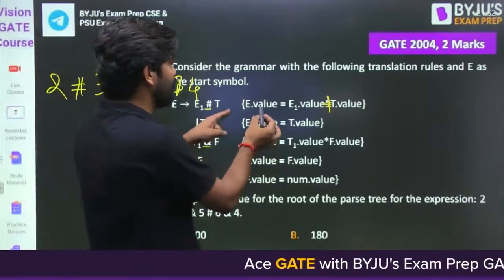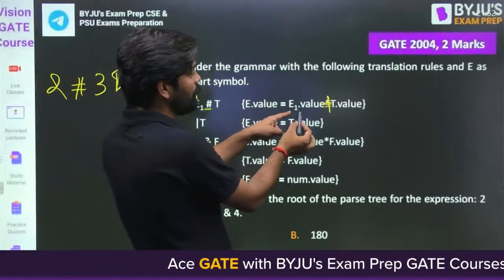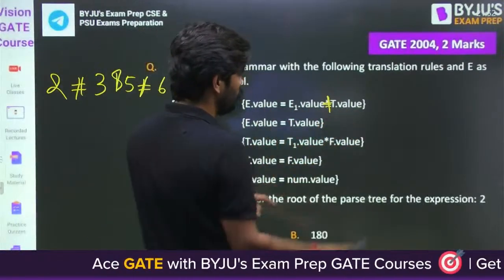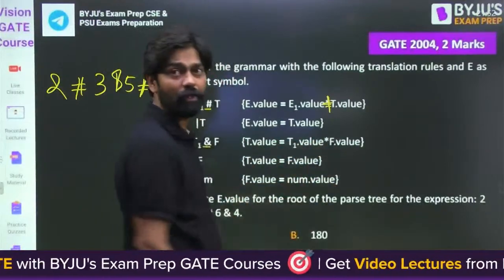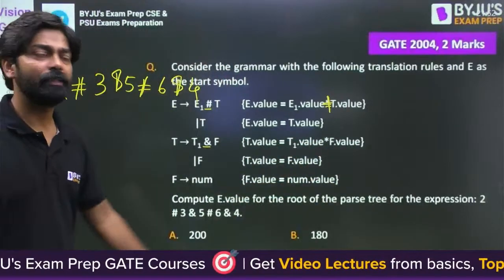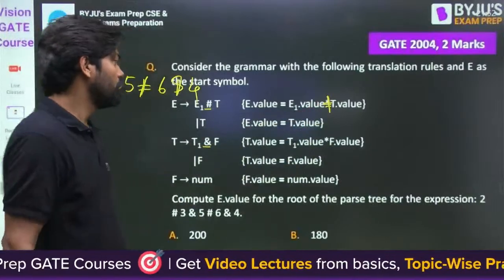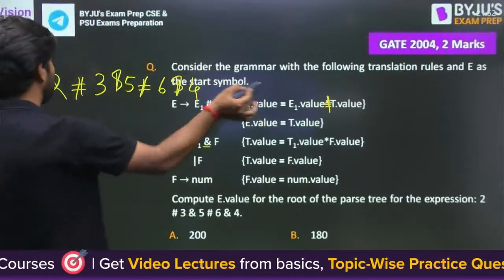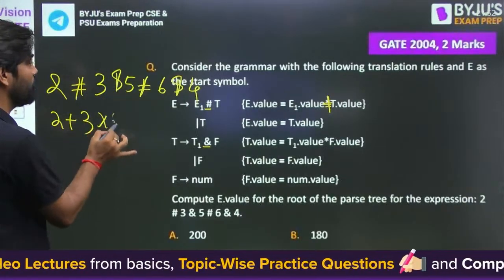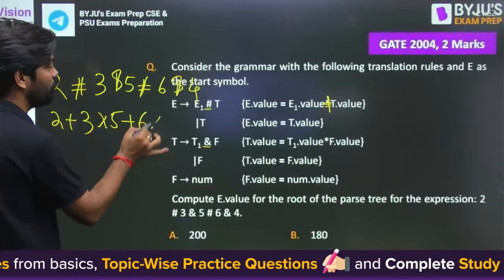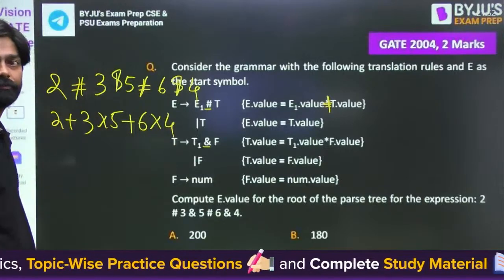See here, E dot value equal to E1 dot value plus T dot value. And this is nothing but T dot value equal to T1 dot value star F dot value. This is plus, this is a star. So hash is nothing but plus. So 2 plus 3 into 5 plus 6 into 4. That is the meaning of this one.